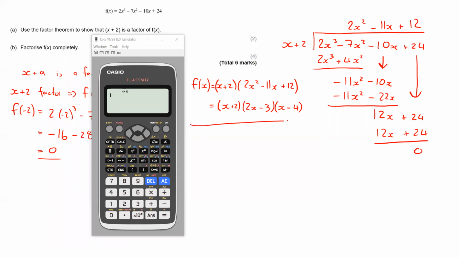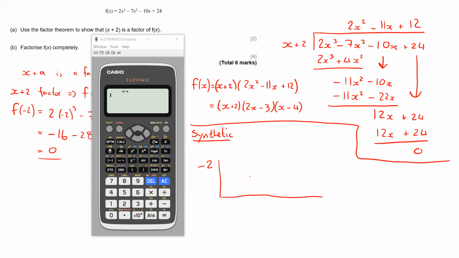Final thing to say on this one is there's a slightly faster way of doing this long division, and it's known as synthetic division. It's again a bit of a shortcut, a bit of a cheat. You don't get full understanding, but it works. So, x plus 2 means that minus 2 is the factor that goes on the outside. Along the top, I'm going to put in the coefficients from my original function. So I've got 2, minus 7, minus 10, and 24.